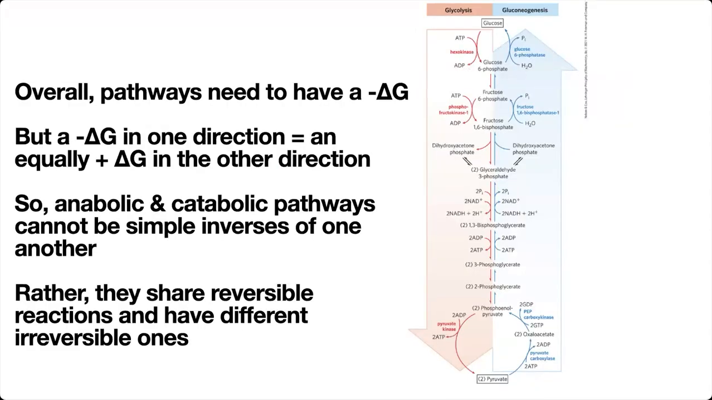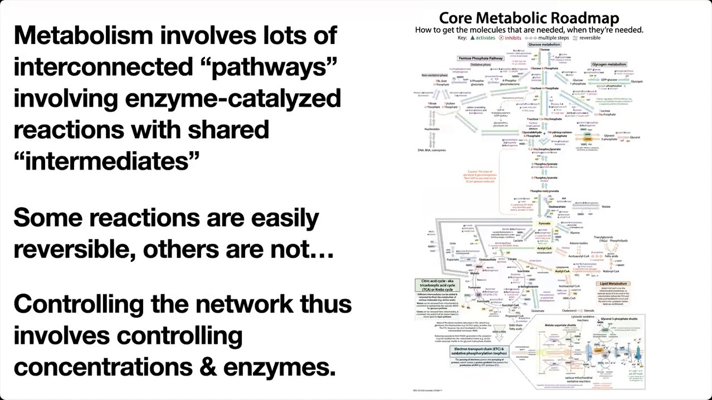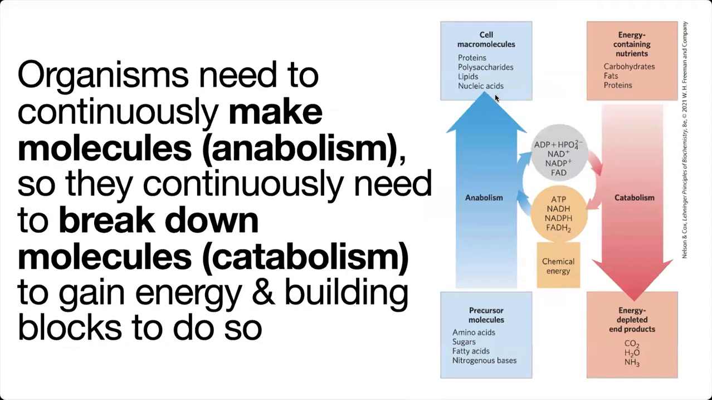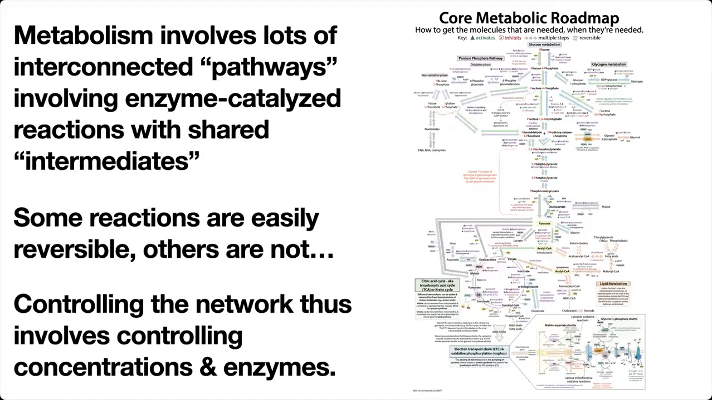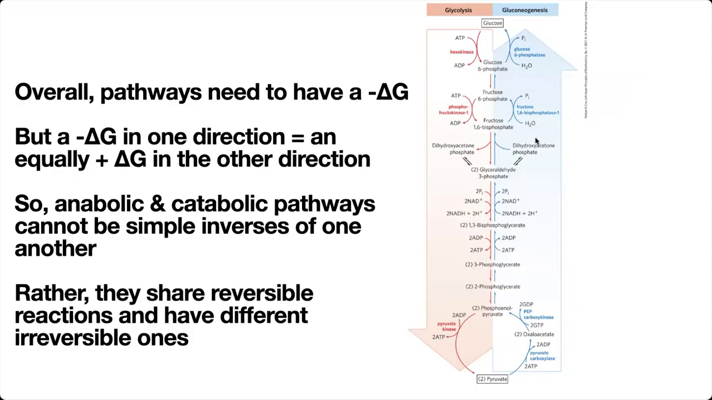Overall, pathways need to have a negative delta G, but we've got to be able to do anabolism. We've got to be able to build things at the same time that we need to be able to do catabolism, break down things. Not at the exact same time, but we need to have the ability to do both of those things, depending on the current conditions. And some of that directionality is controlled by those irreversible reactions, where we need to control the level of the enzymes. And some of the directionality can be controlled just based on the concentrations that we have.